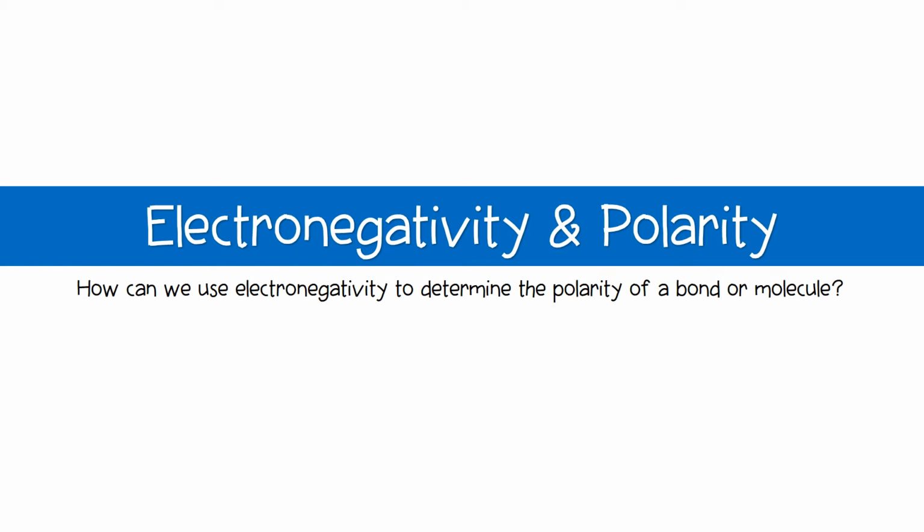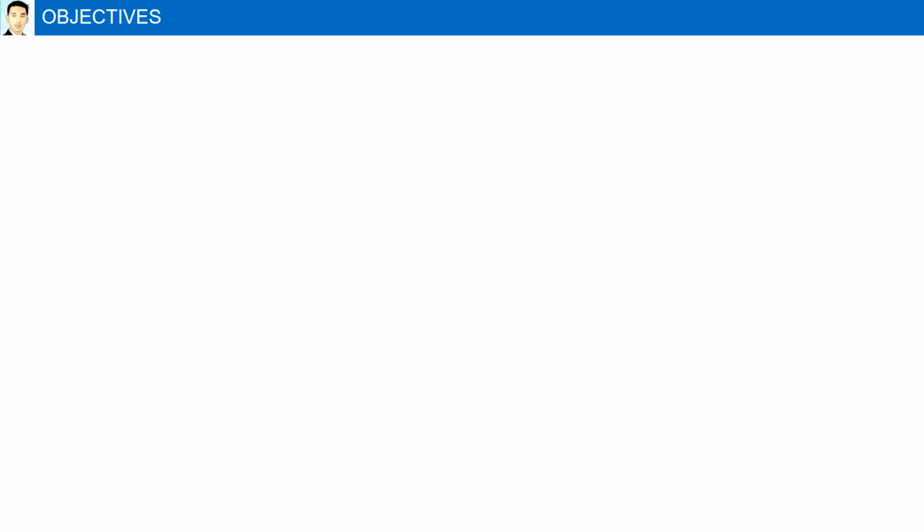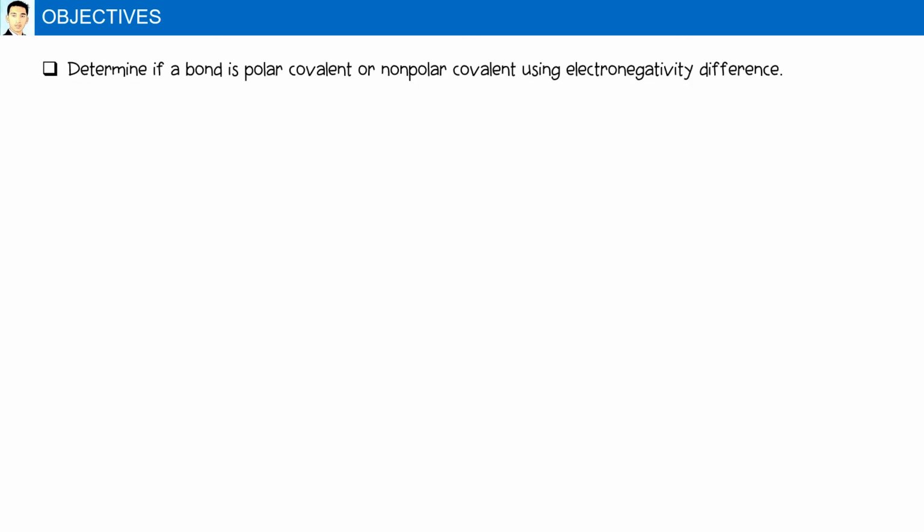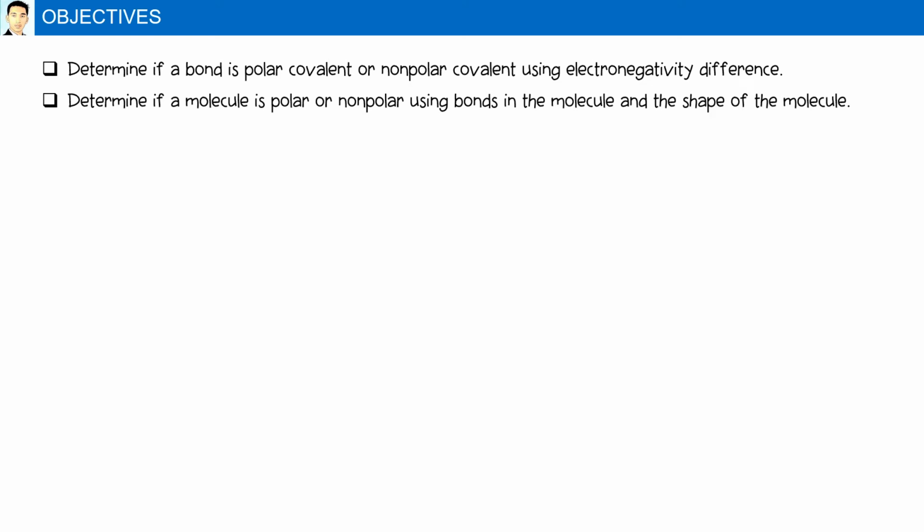Electronegativity and polarity. How can we use electronegativity to determine the polarity of a bond or molecule? Objectives. Determine if a bond is polar covalent or nonpolar covalent using electronegativity difference. Determine if a molecule is polar or nonpolar using bonds in a molecule and the shape of the molecule.